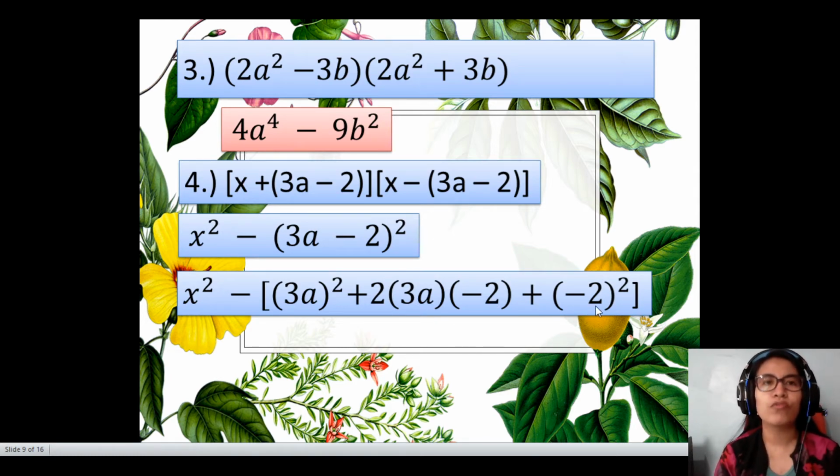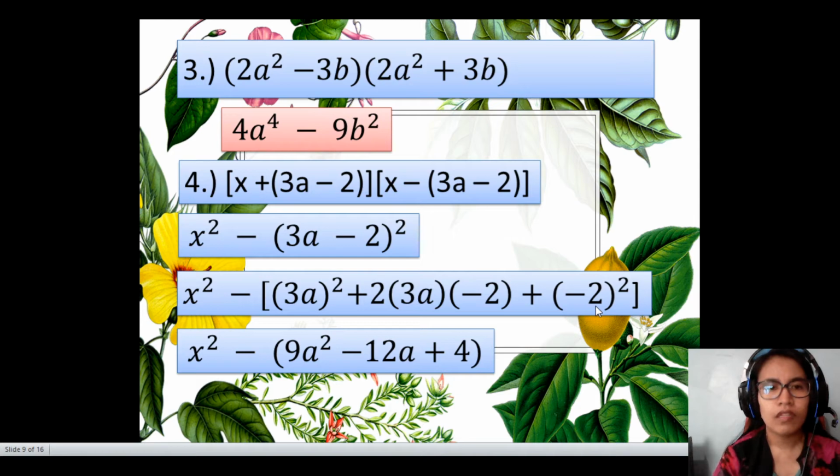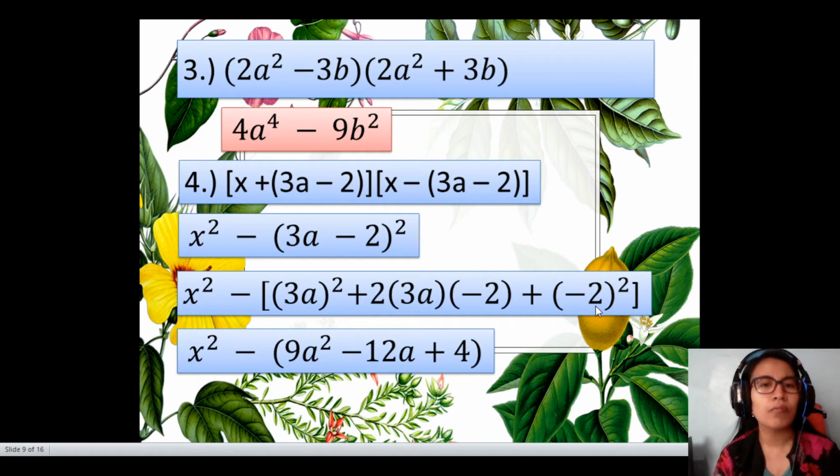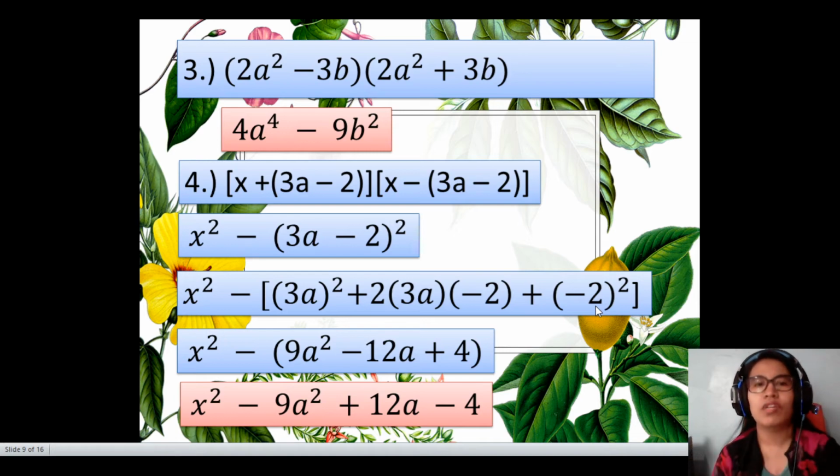In short, this number 4 example is a combination of our sum and difference of two binomials together with the square of binomial. So have it this way: x squared minus, put it again in a parenthesis first so that you will not get confused. x squared minus 9a squared minus 12a plus 4. Since I don't see anything that can be combined anymore, just delete the parenthesis for our final answer. And just combine all together. x squared minus 9a squared plus 12a minus 4 will be your final answer.